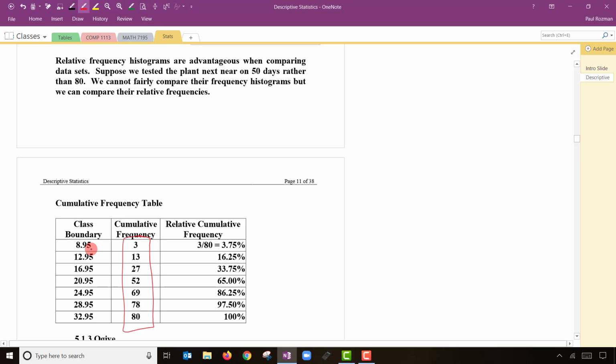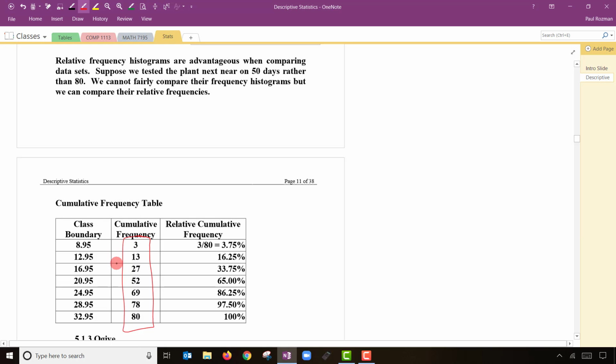I went halfway in between the two categories. So the first class ended at 8.9 and the next one started at 9.0. So halfway in between is 8.95. I can say 3 values are smaller than 8.95 and 13 values are smaller than 12.95. By adding an extra decimal place, I make sure that I never have any values that I couldn't figure out which category to put them in.